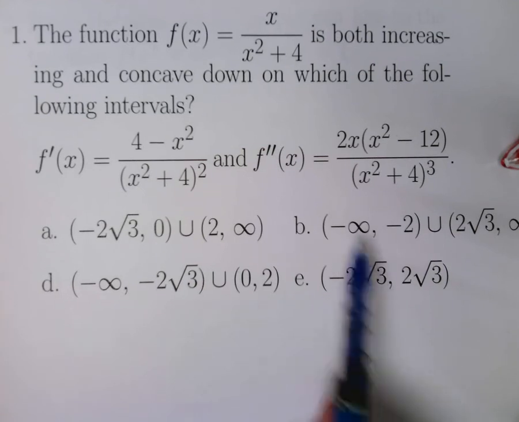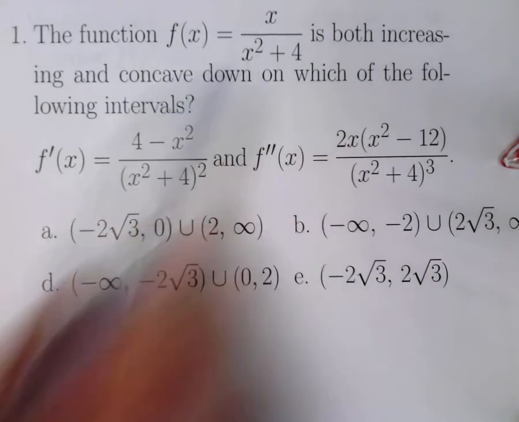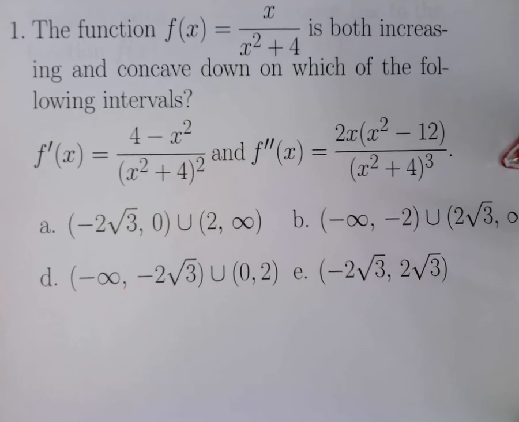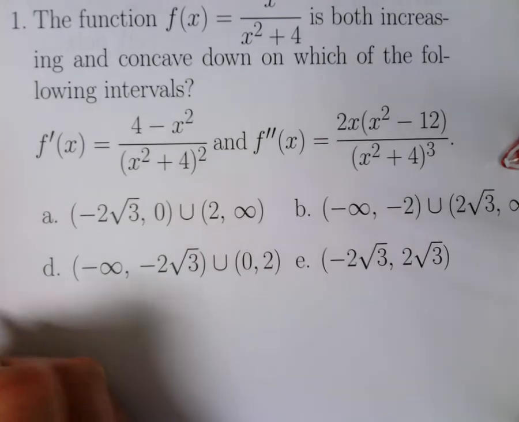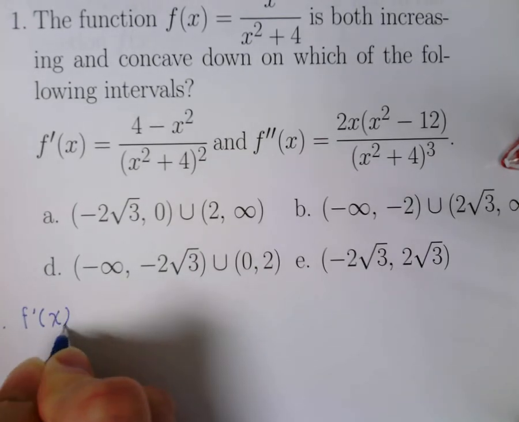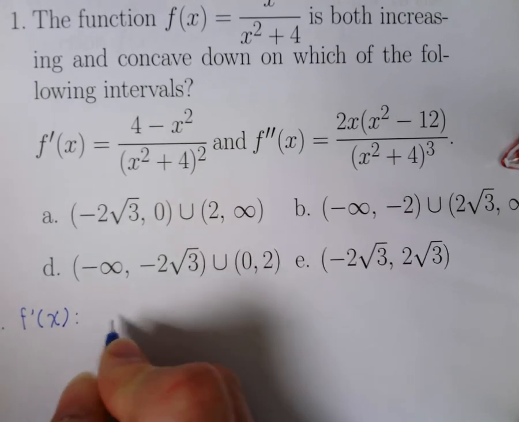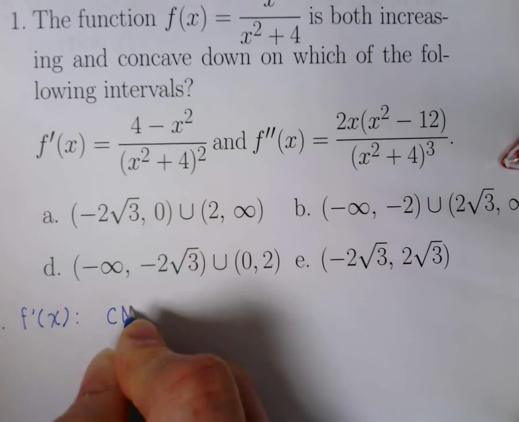The first problem says the function f of x equals x over x squared plus 4. You want to know where it's both increasing and concave down. So that means I need to set up two number lines. So first of all, we look at f prime of x, and we find that we need to find our critical numbers.